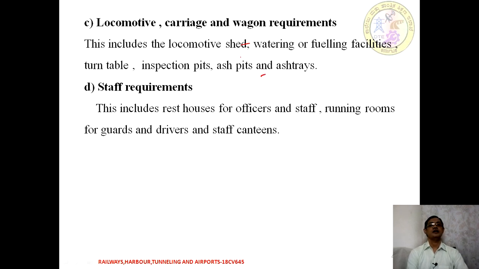So for the wagon to be repaired, or for any of the things, a watering and fueling facility is required. To turn the engine, it requires a turntable. Next is the inspection pit and ash pit or ash tray. So these are with respect to the carriage or locomotive wagon requirements.